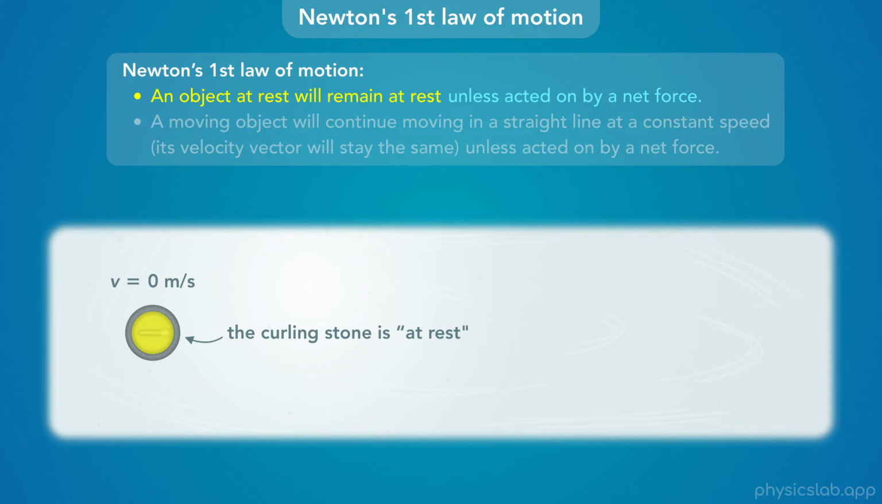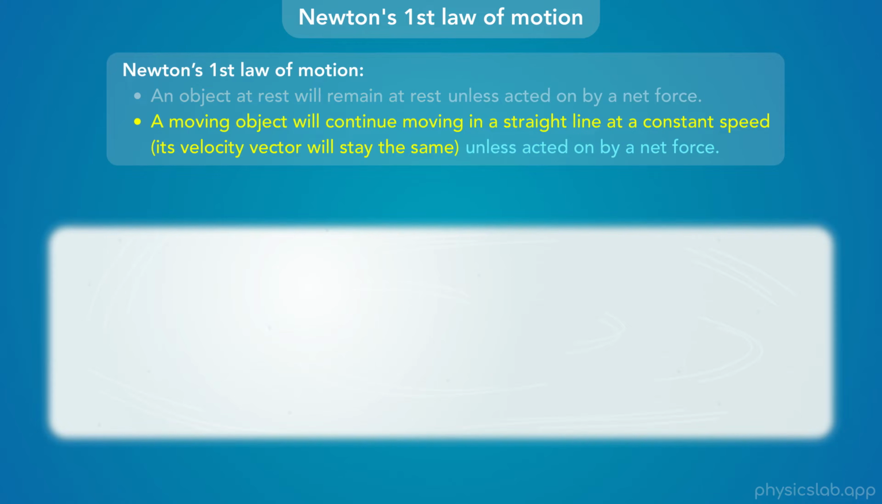Remember, at rest means the object isn't moving. Newton's first law says that this curling stone will remain at rest. It will continue to not move unless a net force is applied to it. So if you want the stone to start moving, you need to push it with a net force.